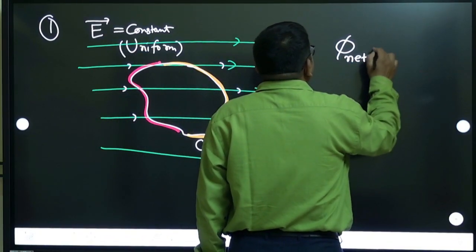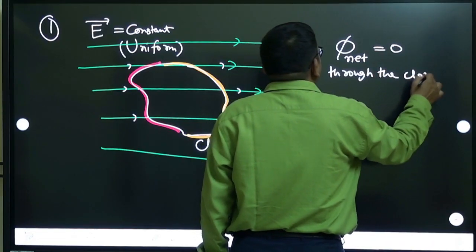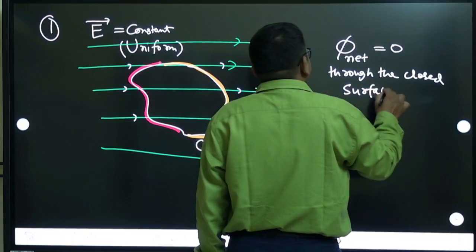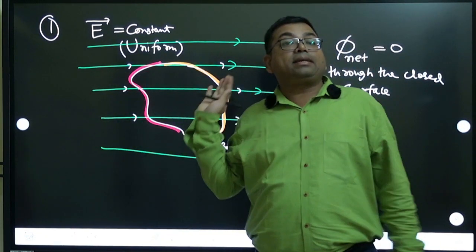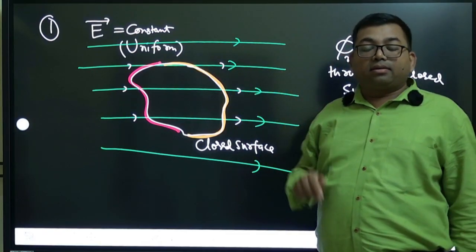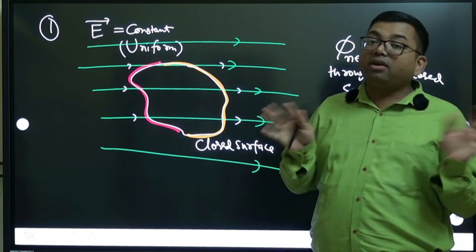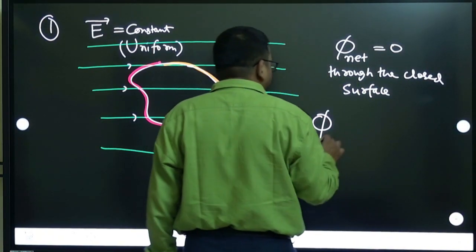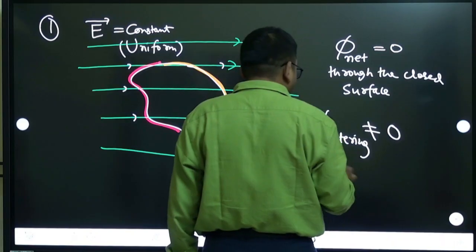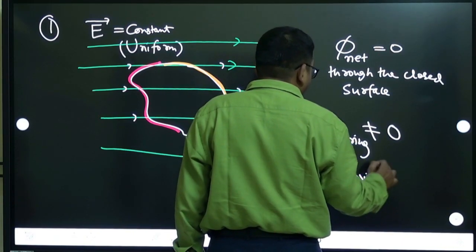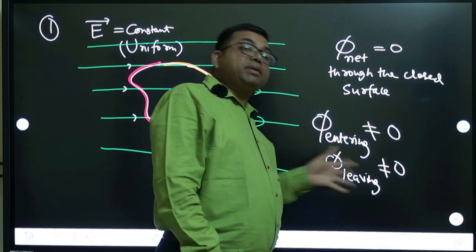Net flux through the closed surface is zero. But if they ask what is the flux entering, that is not zero, because some lines are entering here. Let us say 10 lines are entering, or how much flux is leaving, it cannot be zero. So flux entering and flux leaving are not zero. But the sum of the total entering and leaving is zero, because effectively whatever is entering, the same is leaving out.